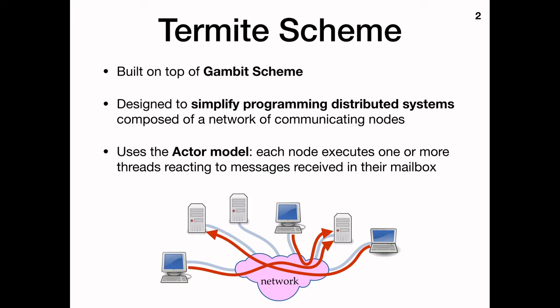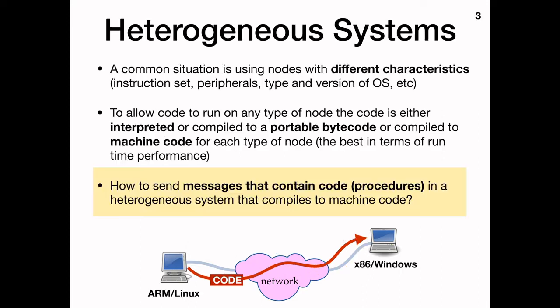One of the most common scenarios in a distributed system is having nodes with different characteristics, such as different processor architecture, word width, and type and version of OS. To execute a distributed application on the nodes, the code is either interpreted, compiled to a portable bytecode, or compiled to machine code, which is the highest in terms of performance.